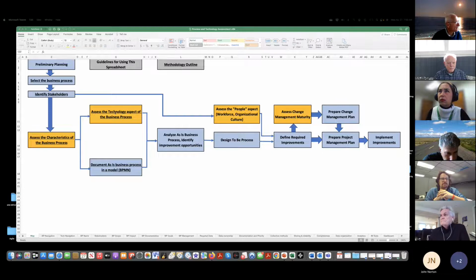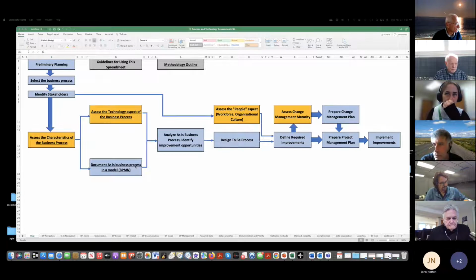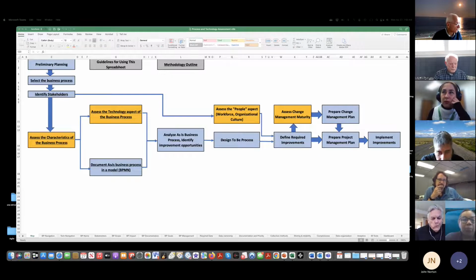And once you do that, then you look at technology aspects, and at the same time you can develop documentation of the business process, similar to what Eric is doing and what Mike was just sharing. Previously, we would just launch into this. We didn't have these tools to look at the characteristics of the business process because our group was fairly small and this kind of stuff developed organically.